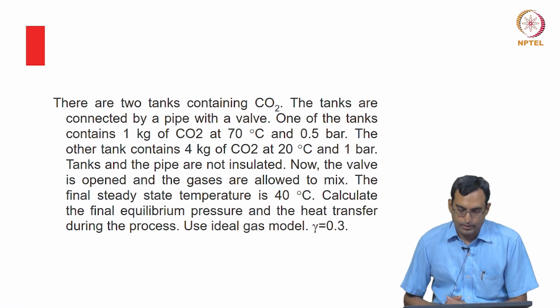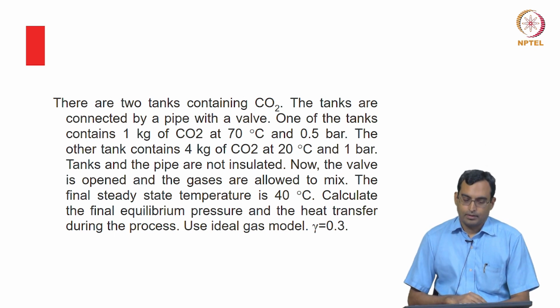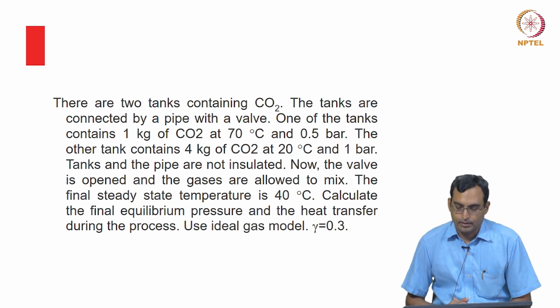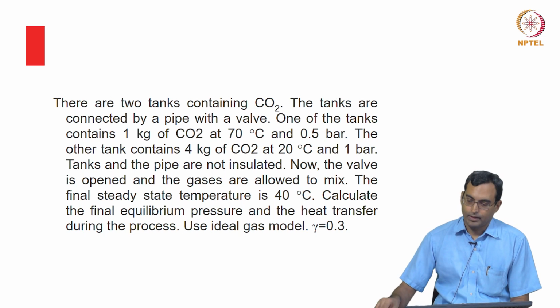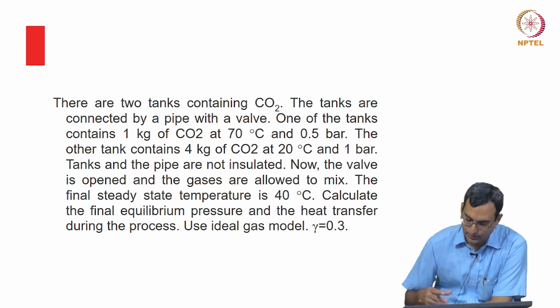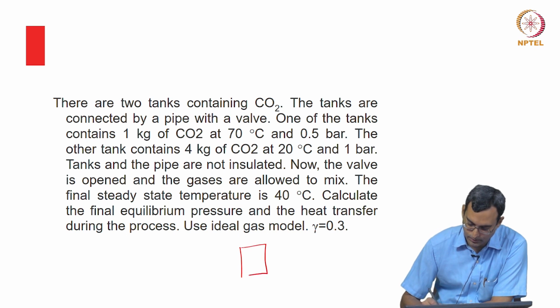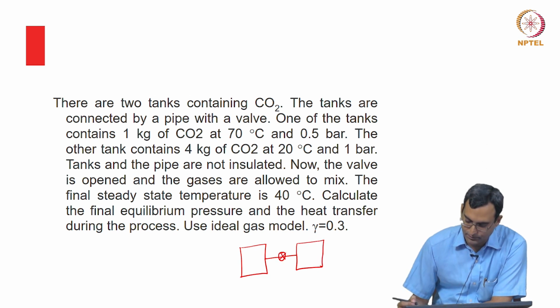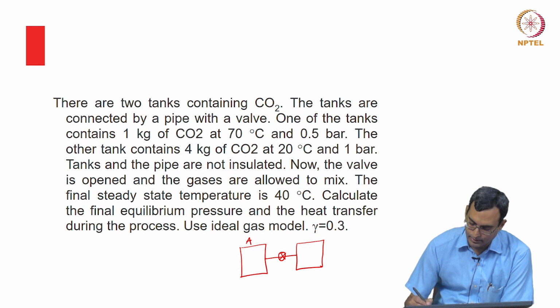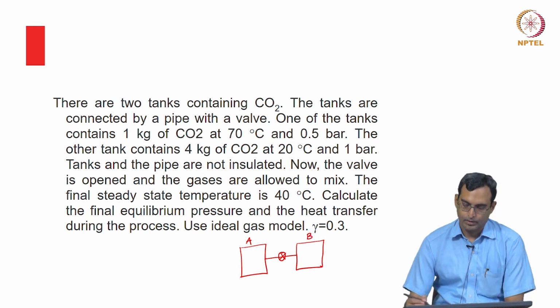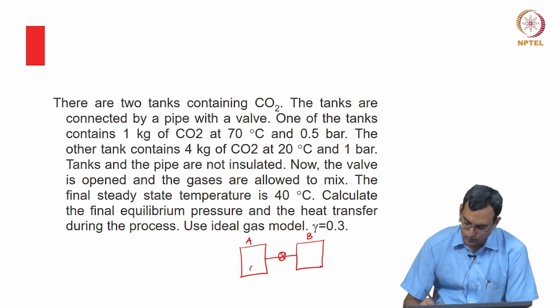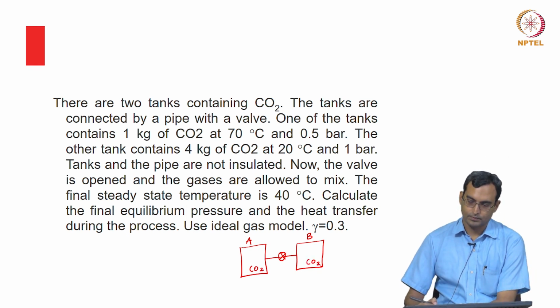We will go on to a little different problem now. There are two tanks containing carbon dioxide. It says these two tanks are connected by a pipe with a valve. So, let us draw them as usual. I have a valve here. I am going to call this tank A and tank B. Both are containing CO2, so I have only one species, which is something I will make a note of.